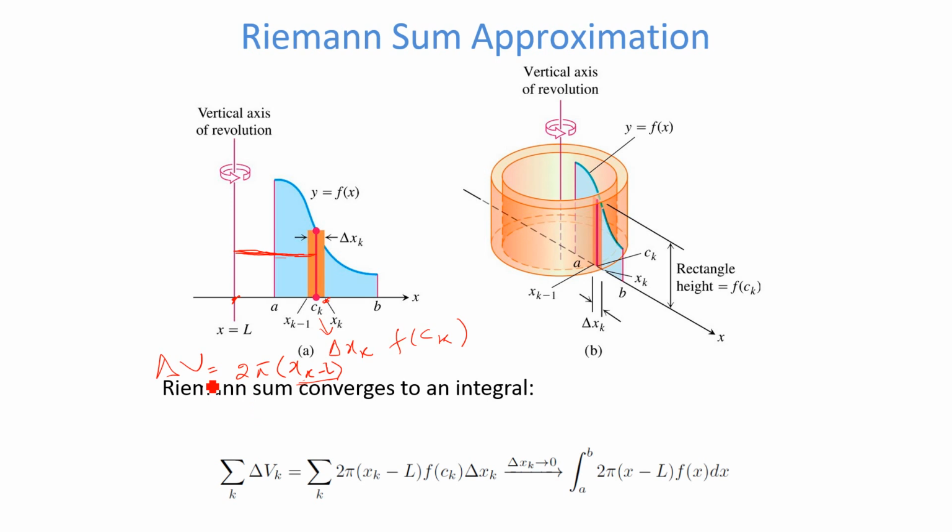Now, or delta Vk, you may say. Now, the Riemann sum converges to an integral as we let delta k approach 0. Then this becomes the integral from a to b of 2 pi (x minus L) f(x) dx. So this is the formula for volume.